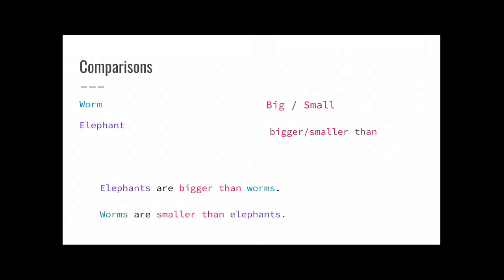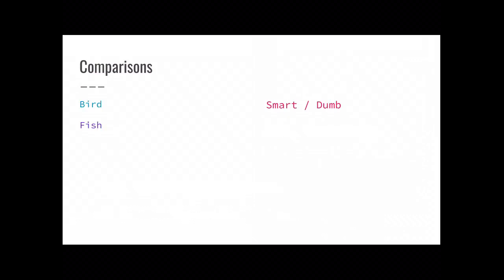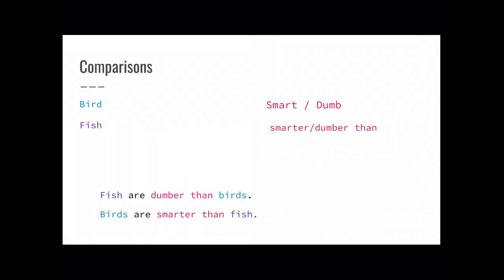Next example. Let's compare fish and birds, using the words smart and dumb. How would we change smart and dumb into their comparative forms? We simply add er and use the word than. So, are fish smarter or dumber than birds? This may be an opinion, but in my opinion, fish are dumber than birds. So how can we reword this to use the word smart? We could say, birds are smarter than fish.